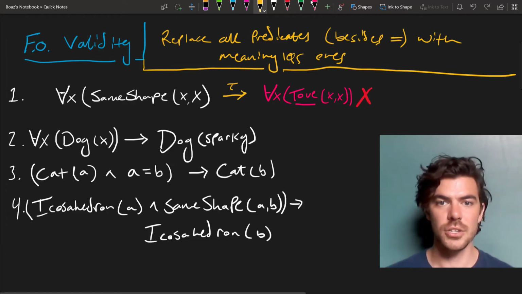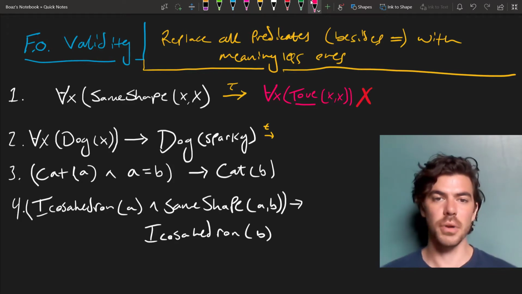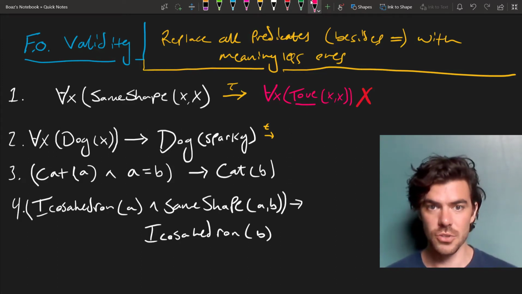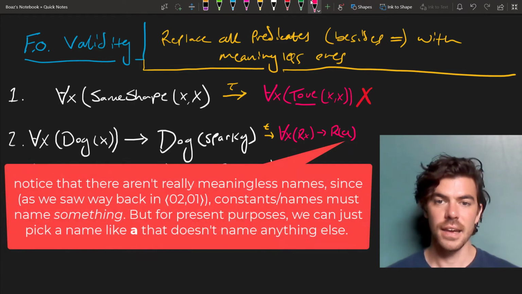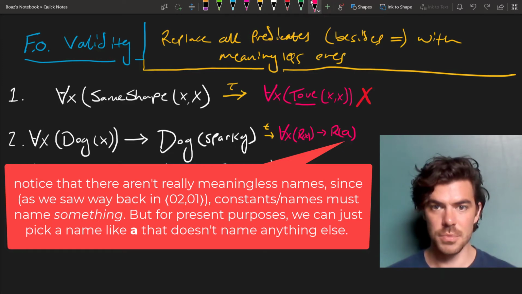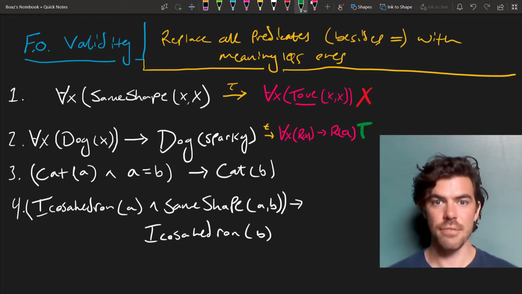Moving down to our next translation, we have, if everything is a dog, then Sparky is a dog. We know that our constants, like Sparky, have to name existing things, and we also know that our domain is non-empty, so it looks like this might come out as a logical truth. But let's try our translation using meaningless predicates. We'll just use a letter like R, and we'll replace Sparky with the constant A, and there you have it. If everything's in R, then A, which names an object in our domain, must also be in R. So this is FO valid.